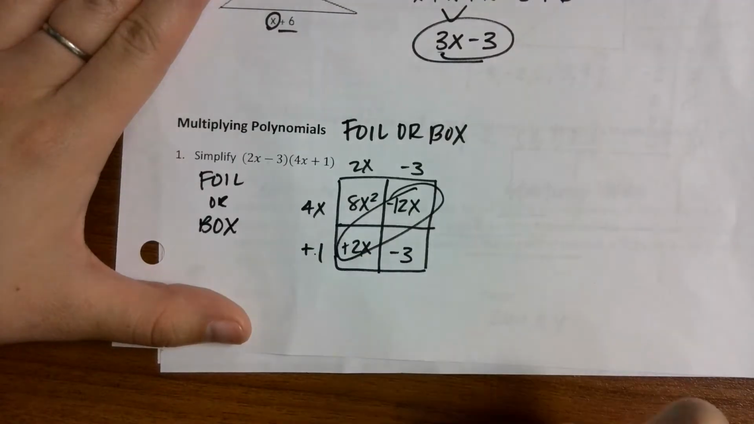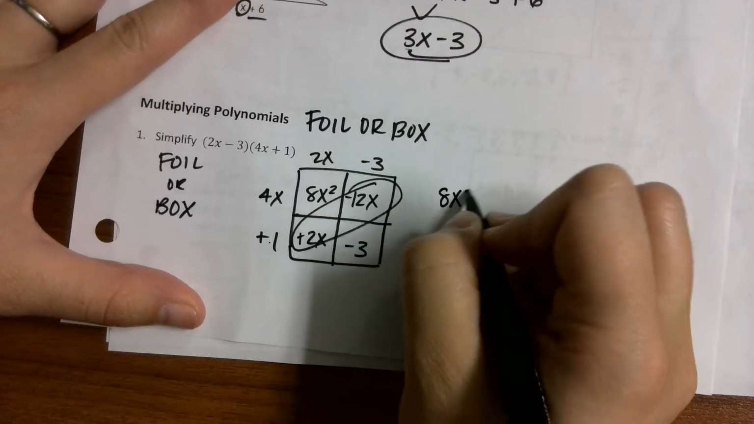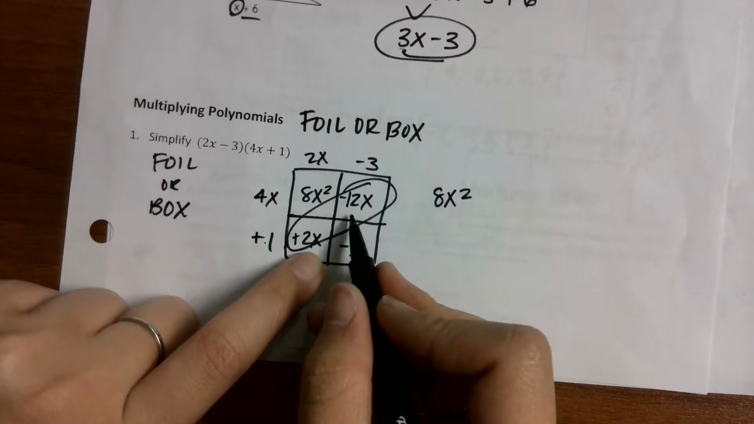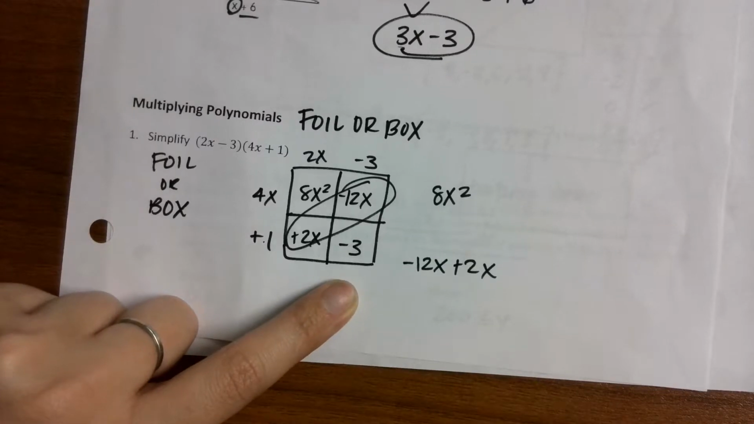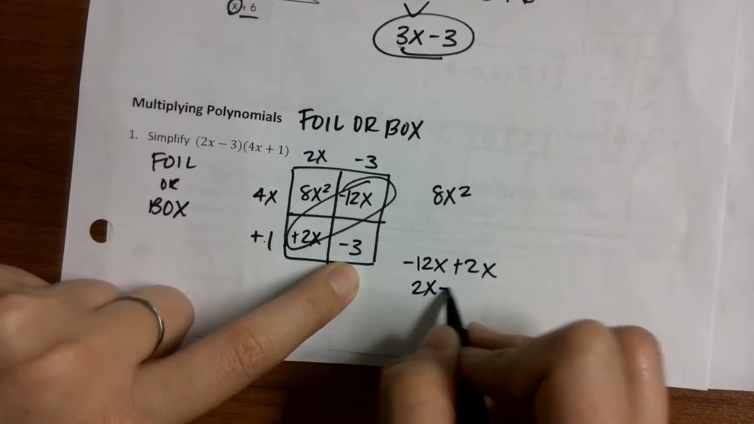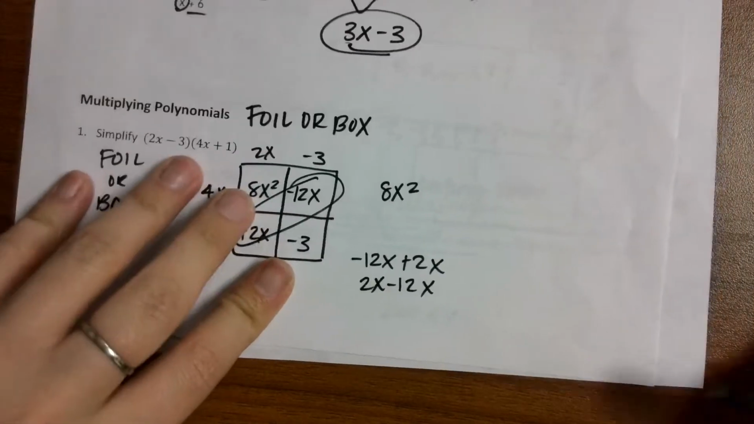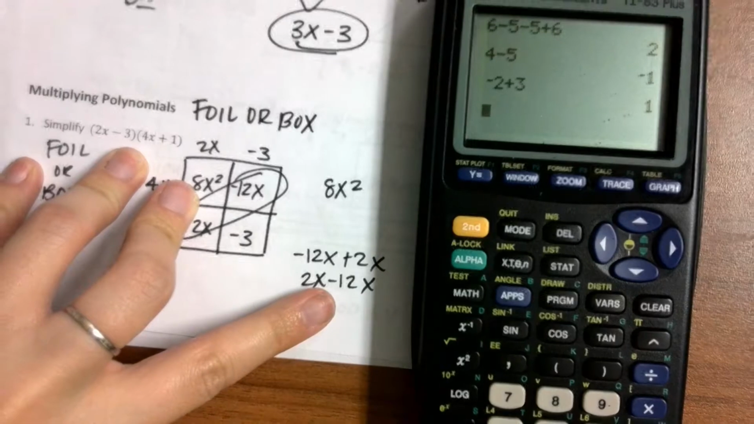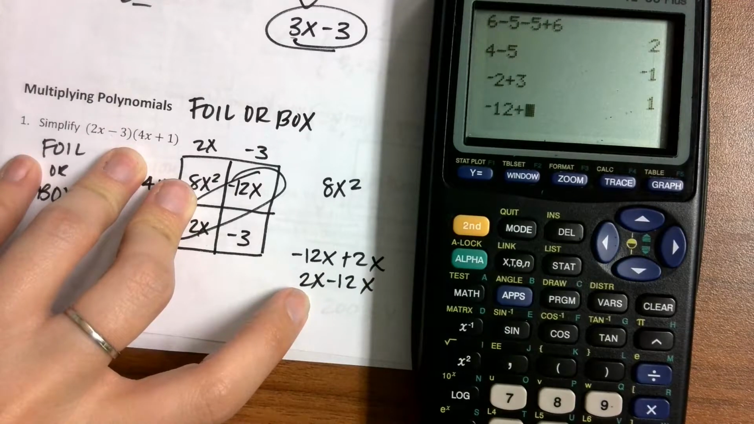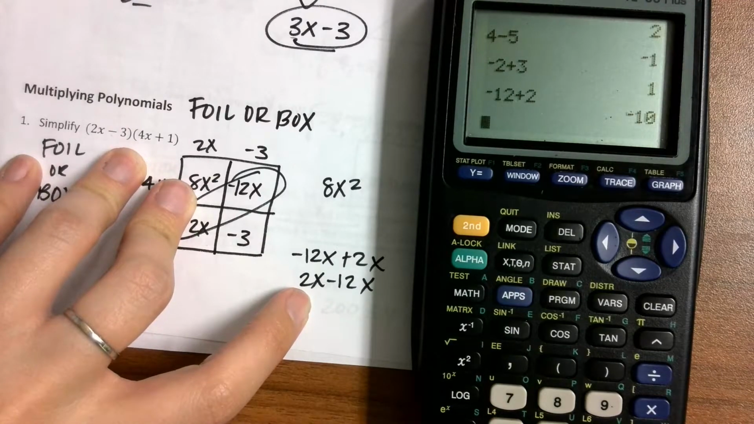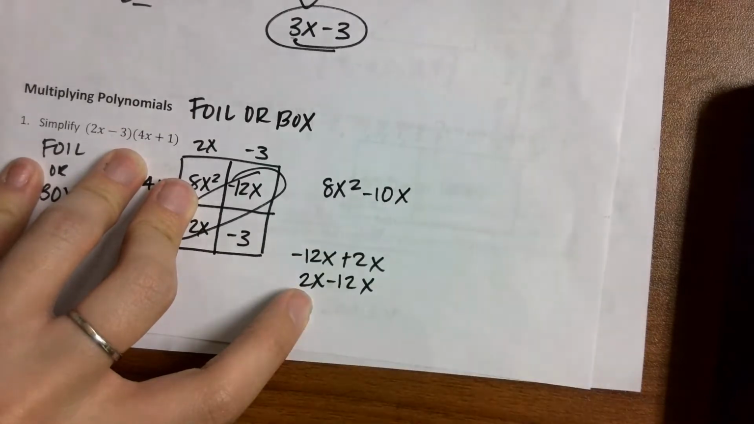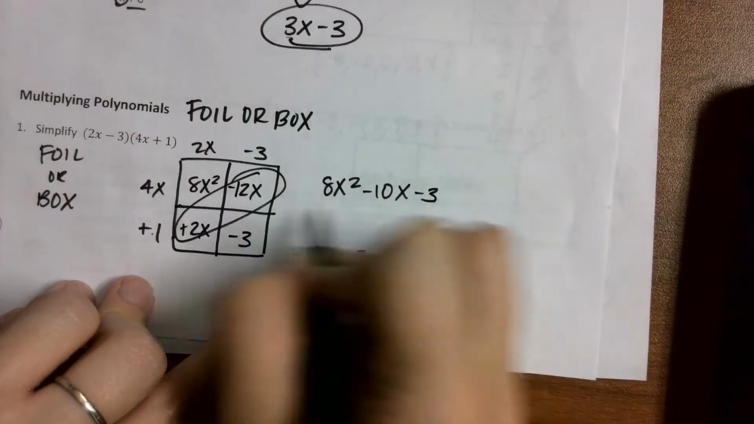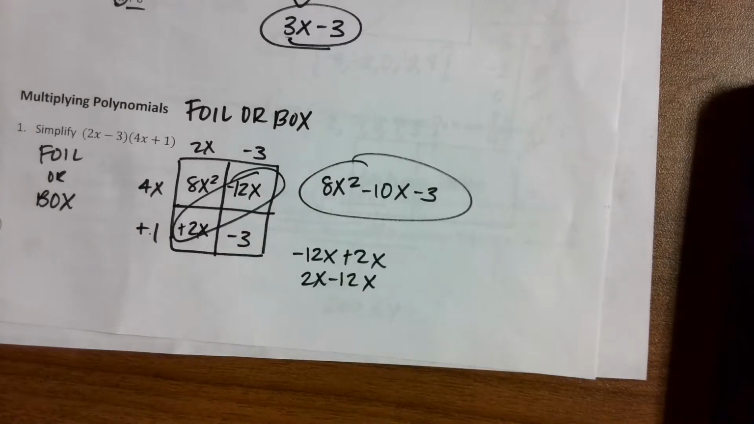I told you your diagonals will be your like terms. Becomes 8x squared. Now how can we represent this? This can either be negative 12x plus 2x, keep your signs together, or this can be 2x minus 12x. You should get the same answer. Let's check both. You cannot put the x in the calculator, you only can put the coefficients. So negative 12 plus 2 is negative 10, and 2 minus 12 is also negative 10. So we get negative 10 what? X. Do not forget your x. And your constant term is negative 3. Even if you did FOIL, you should get the same answer.